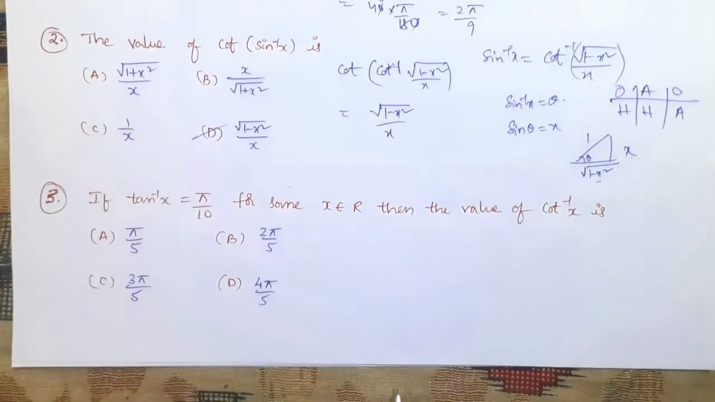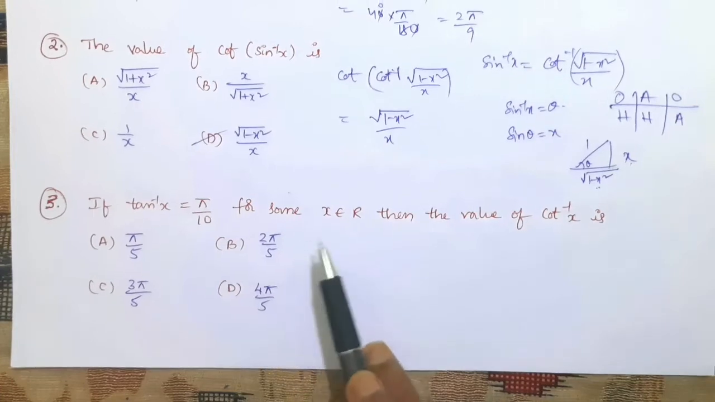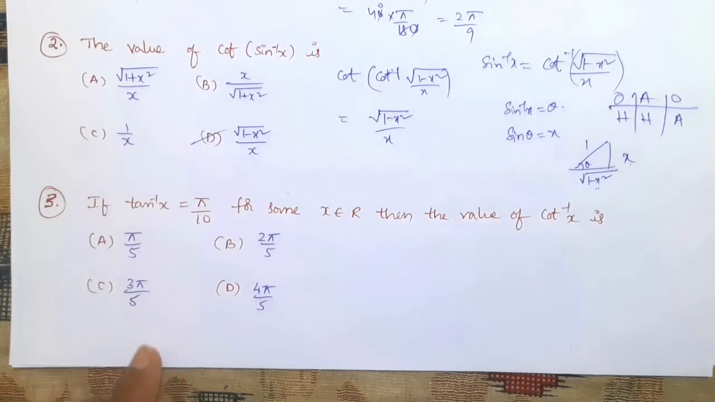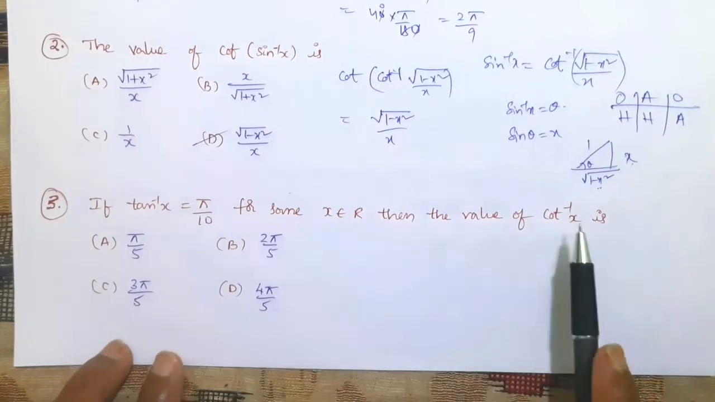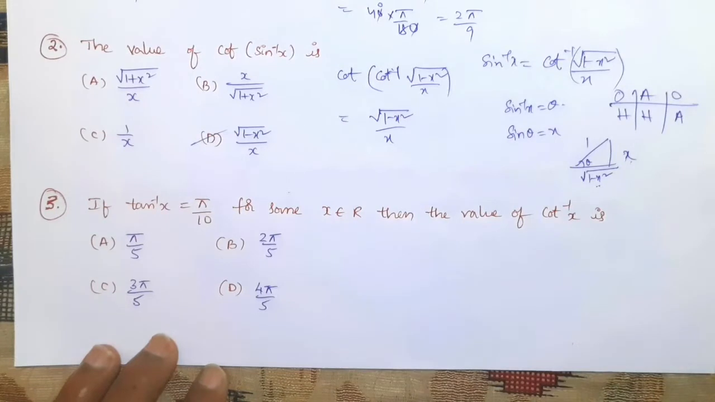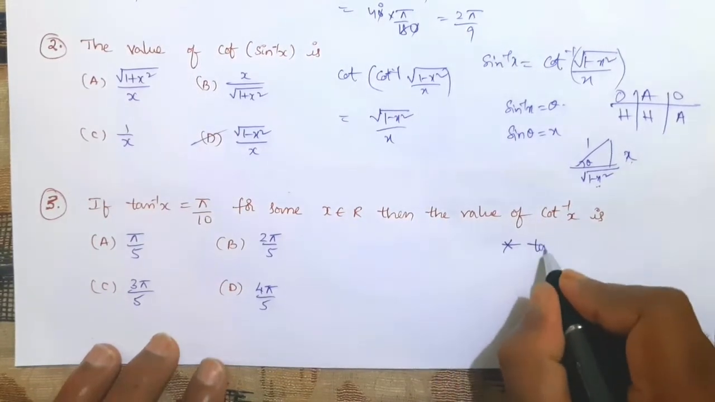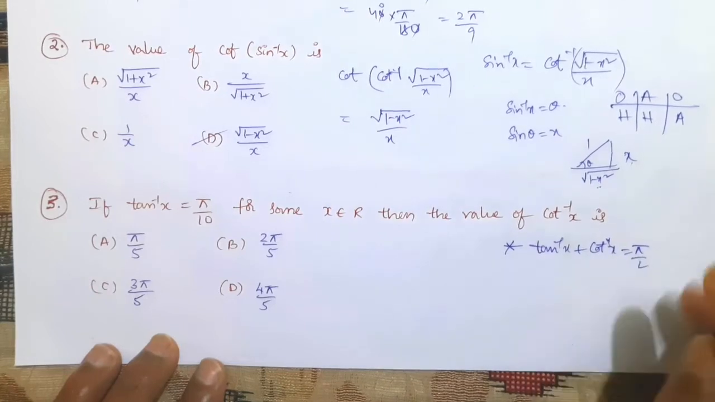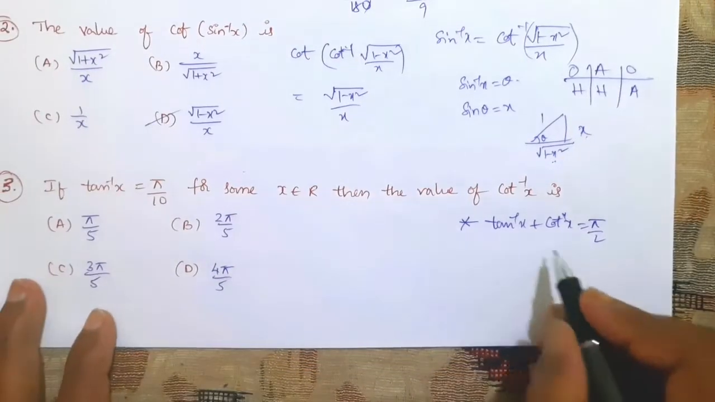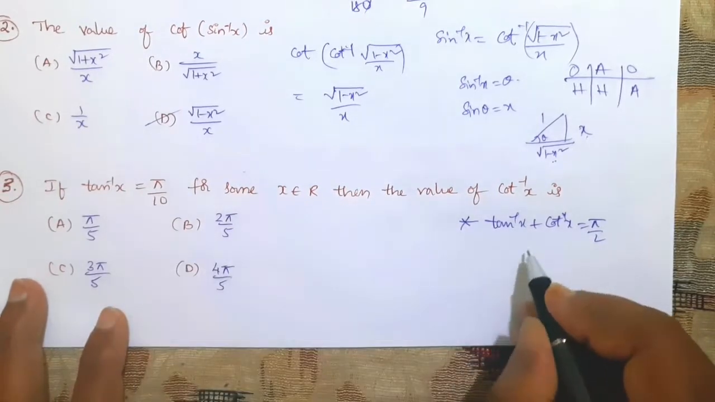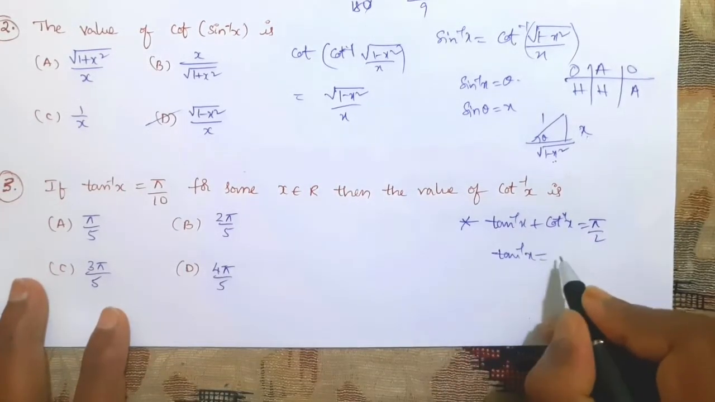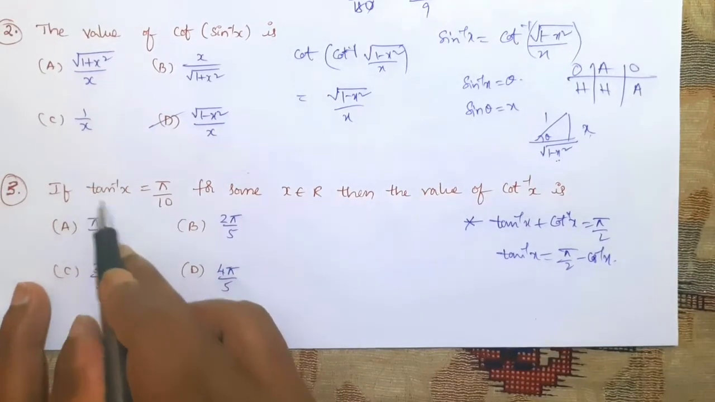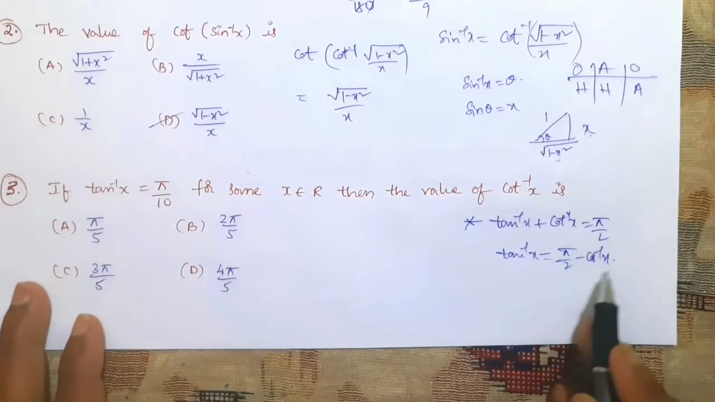Next, if tan inverse x is equal to pi by 10 for some x belonging to R, then the value of cot inverse x is? They gave tan inverse, but we need to find the value of cot inverse. Already we have the property: tan inverse x plus cot inverse x is equal to pi by 2. Now for tan inverse, we can write pi by 2 minus cot inverse x.